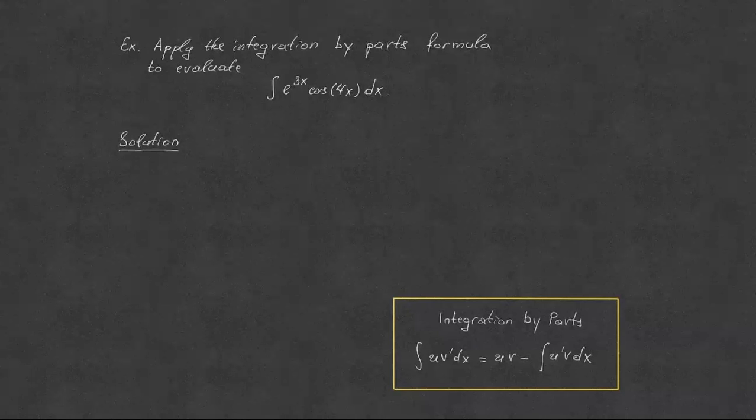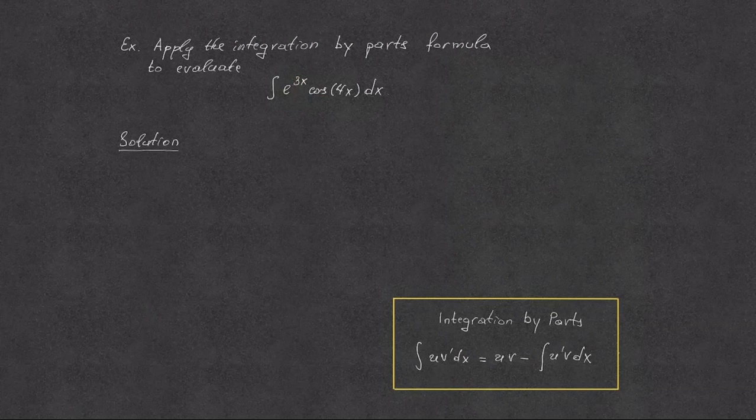In this problem, we are asked to apply the integration by parts formula to evaluate the integral of e to the 3x cosine 4x dx. The challenge of this problem is that, unfortunately, integration by parts doesn't work when you apply it just once. In order to solve this problem, we'll have to apply integration by parts twice, and then do some algebraic manipulations. So let me show you how this idea works here.